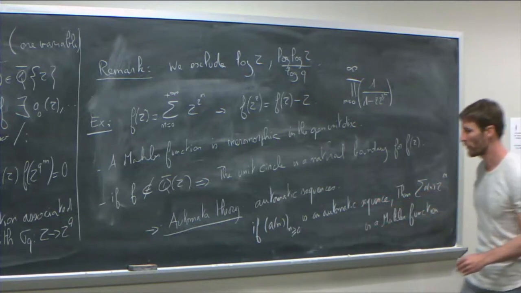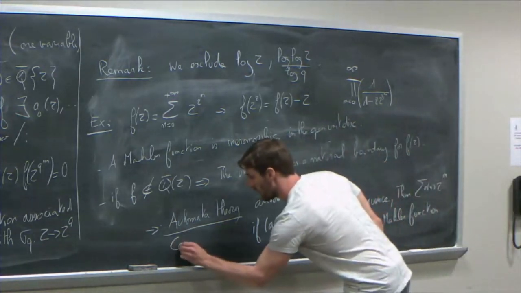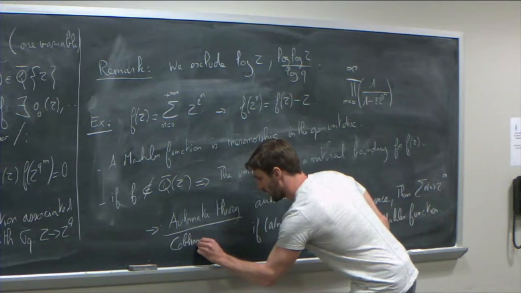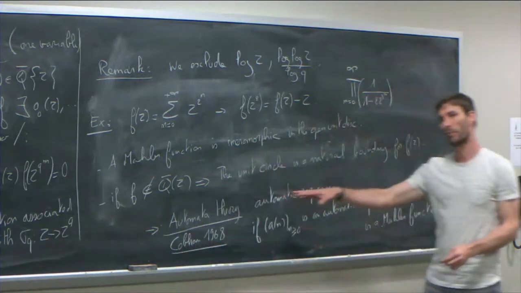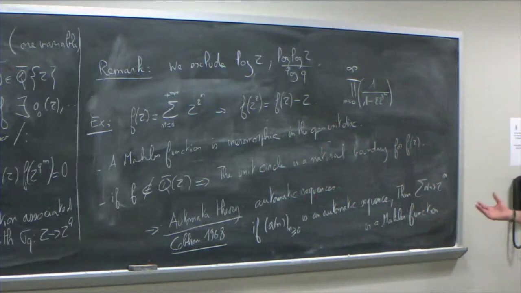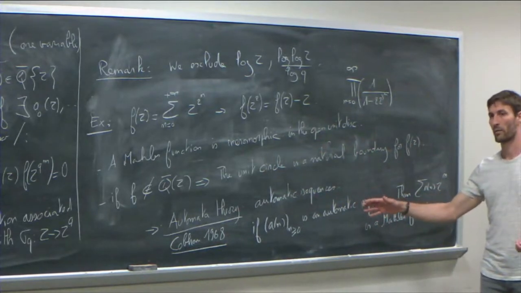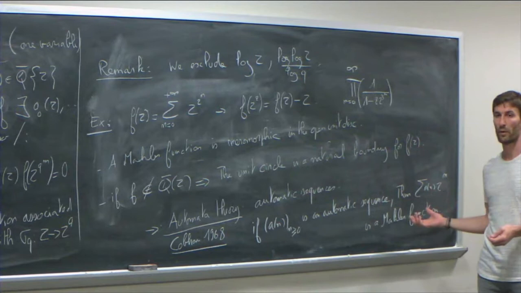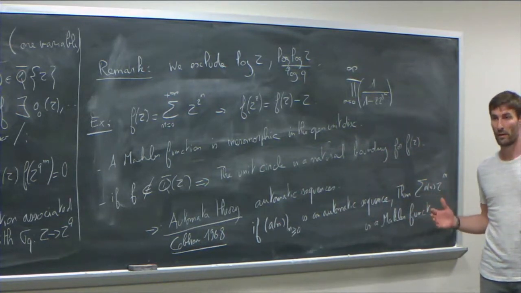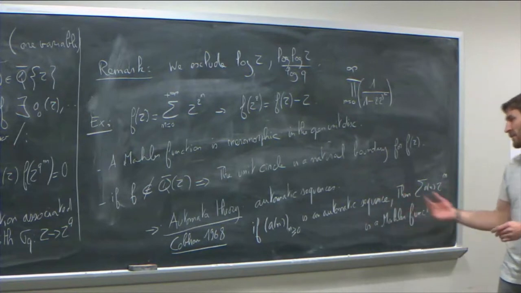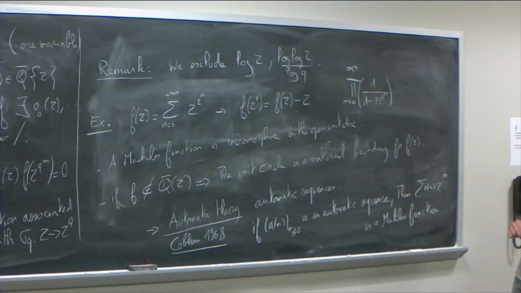This connection was given by Alan Cobham in 1968. He came from computer science, and he discovered that automatic sequences satisfy this kind of equation. He was not aware of the work of Mahler, but he asked some questions, which I will discuss in a moment, about transcendence of their values.